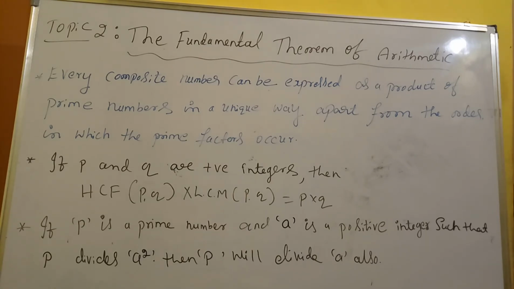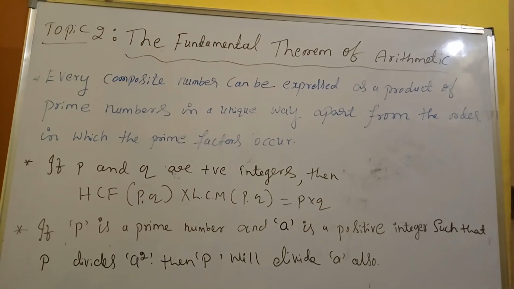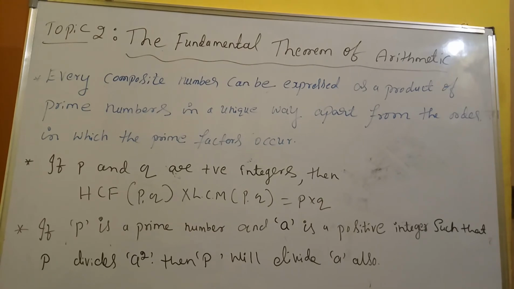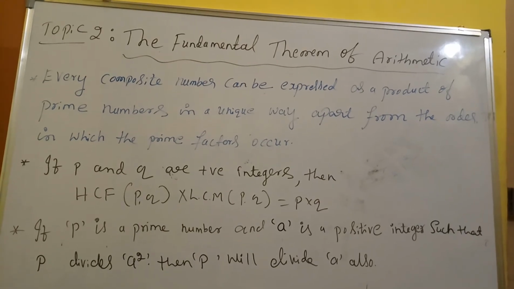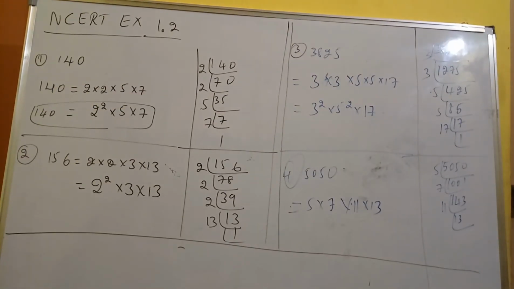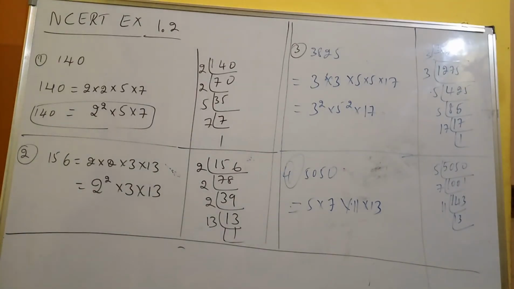You can understand this fundamental theorem by solving some problems. This is based on exercise 1.2. Now shall we start solving the problems and try to understand the theorem. Now take the first problem. What is the first problem? You can see in the textbook exercise: express as a product of prime factors. Prime numbers we have already learnt, they have only two factors, 1 and the number itself.